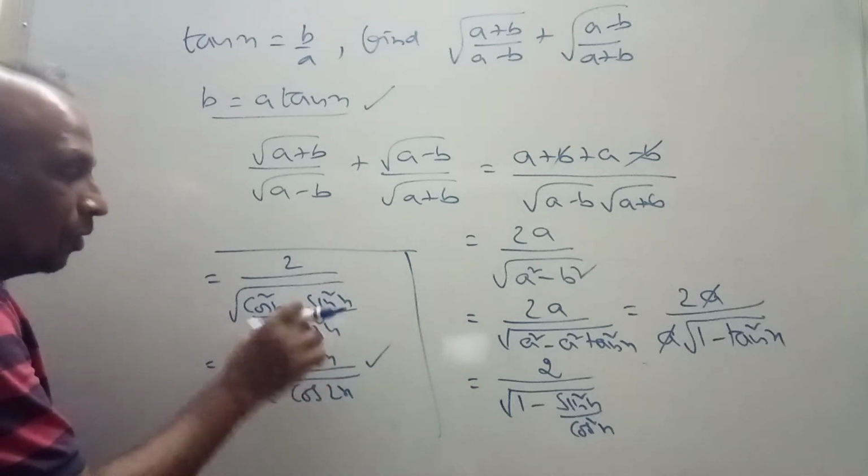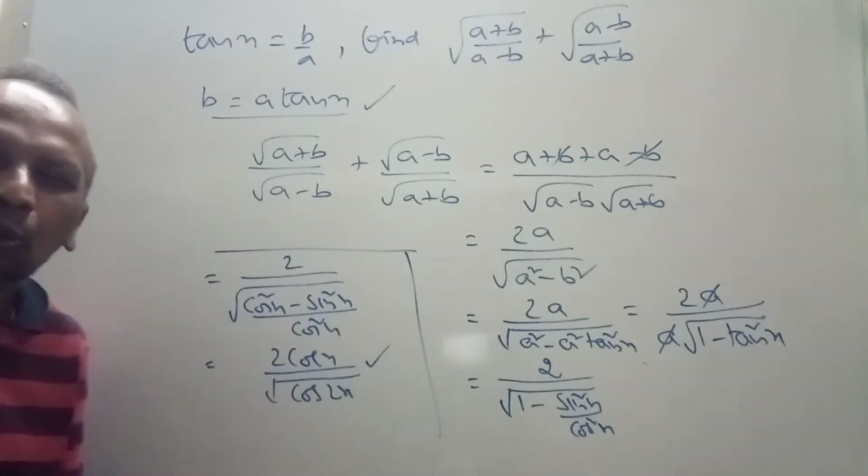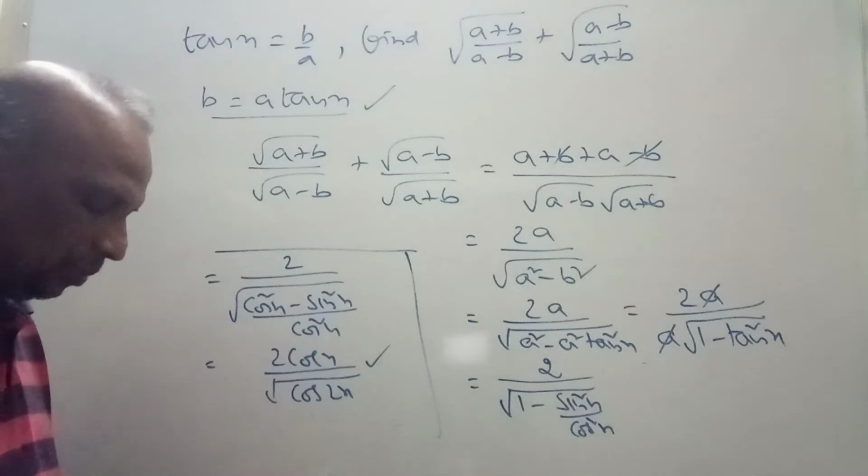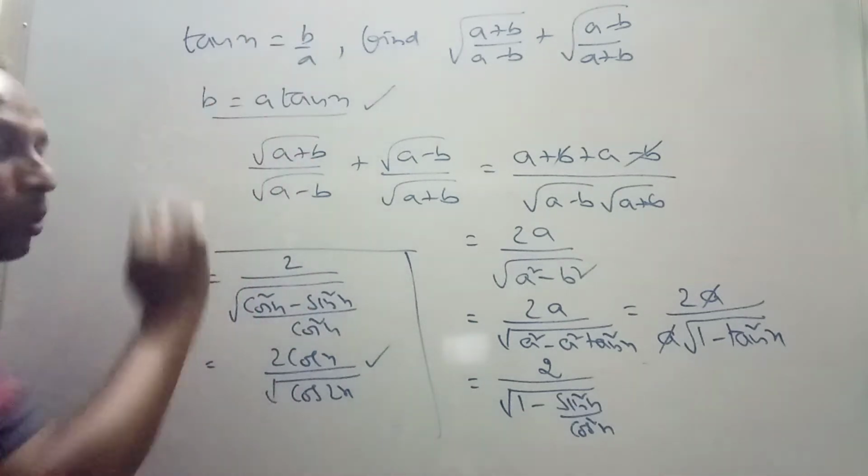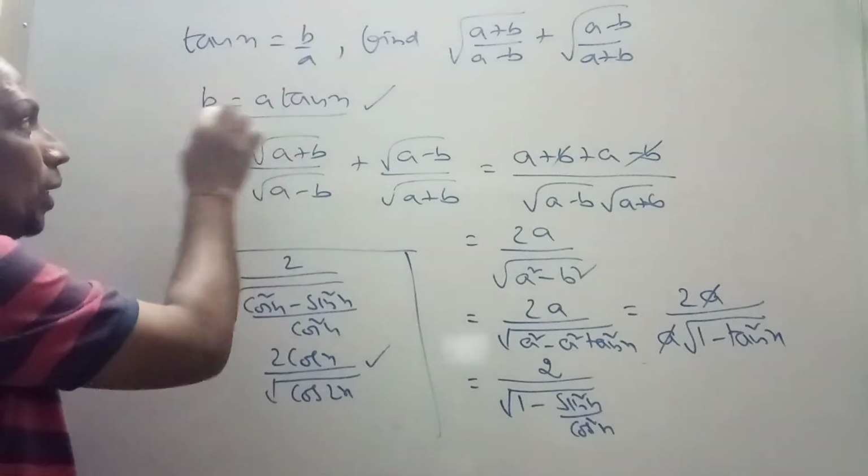Denominator cos square x, right? We take it up, 2 cos x by root cos 2x. This is the required answer. Here they are given tan x equal to b by a. You take b is equal to a tan x.